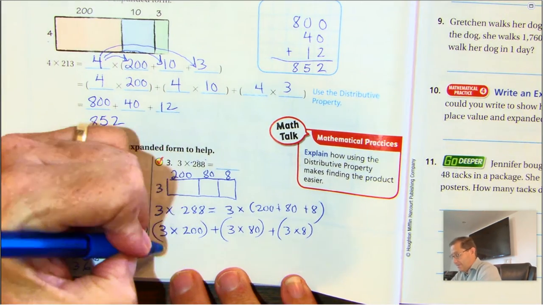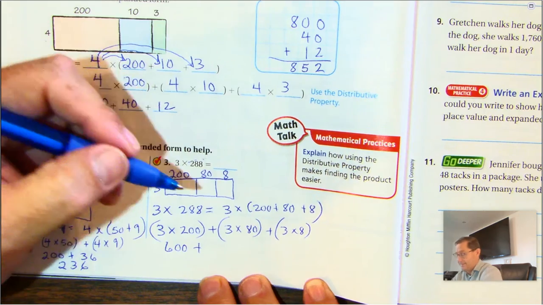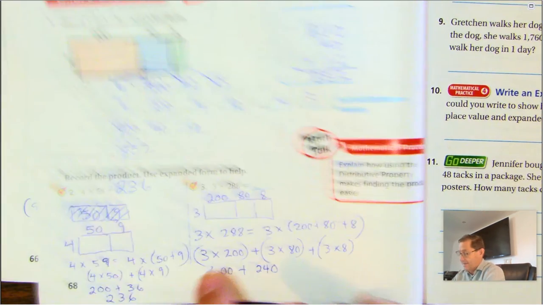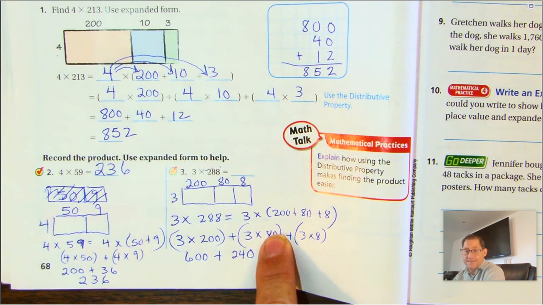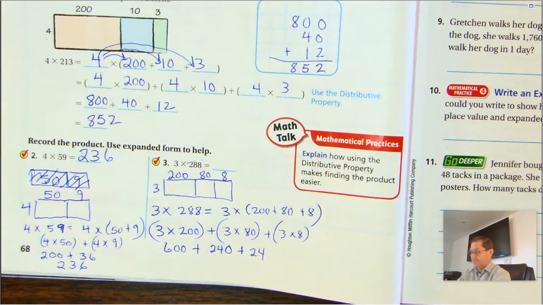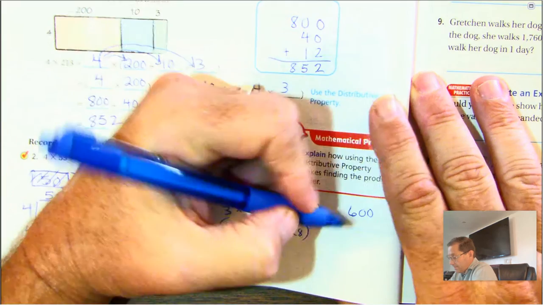Three times 200 is 600. 3 times 80 is 240. 8 times 3 is 24, plus the 0 from the tens. Plus 8 times 3, 24. Okay, we're going to add these up. Add these partial products.